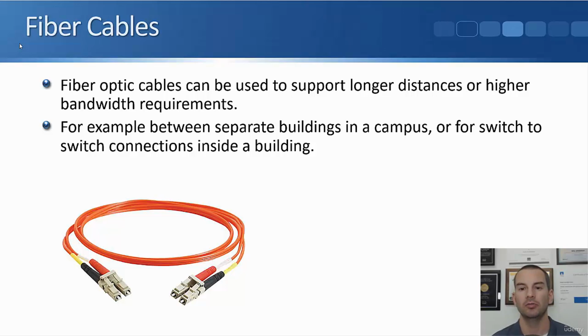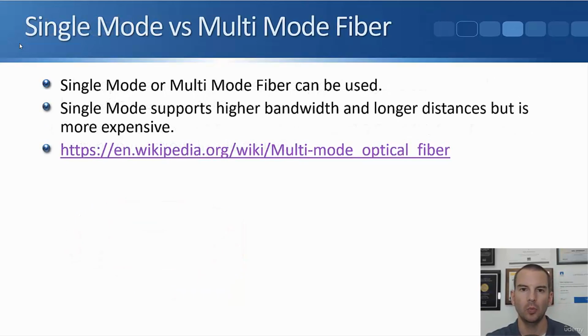Another reason for using fiber is for those switch-to-switch connections inside a building, because we'll typically require higher bandwidth between direct connections between switches in the building, and copper might not be able to cut it. With fiber, we've got two different types. There's single mode and multi-mode fiber. Single mode supports higher bandwidth and longer distances than multi-mode, but it's more expensive.